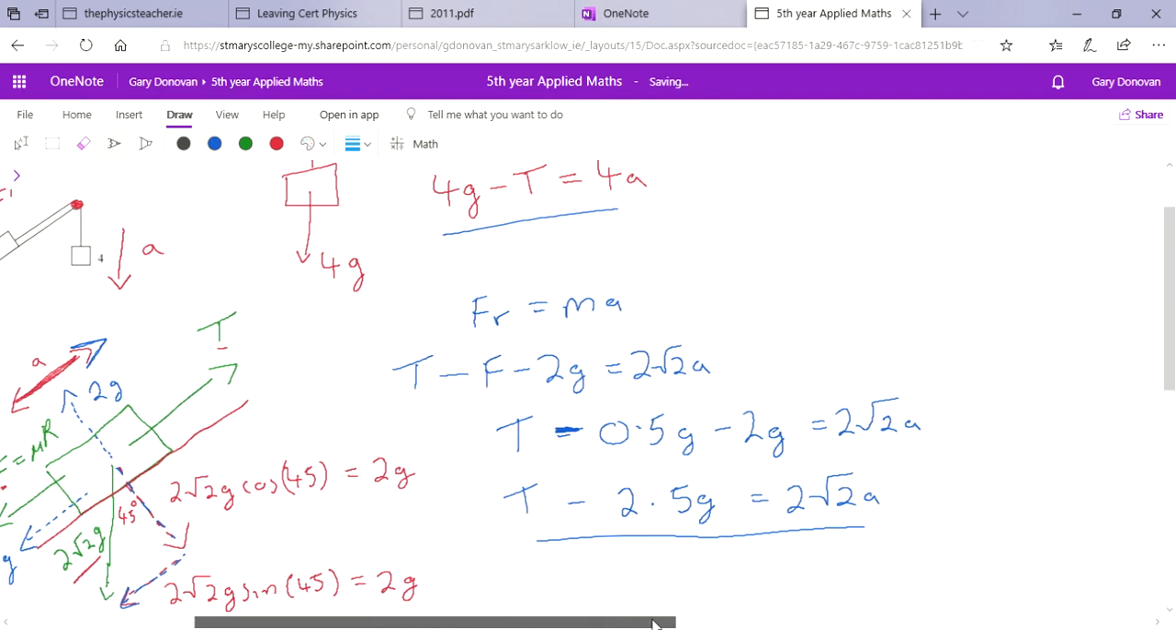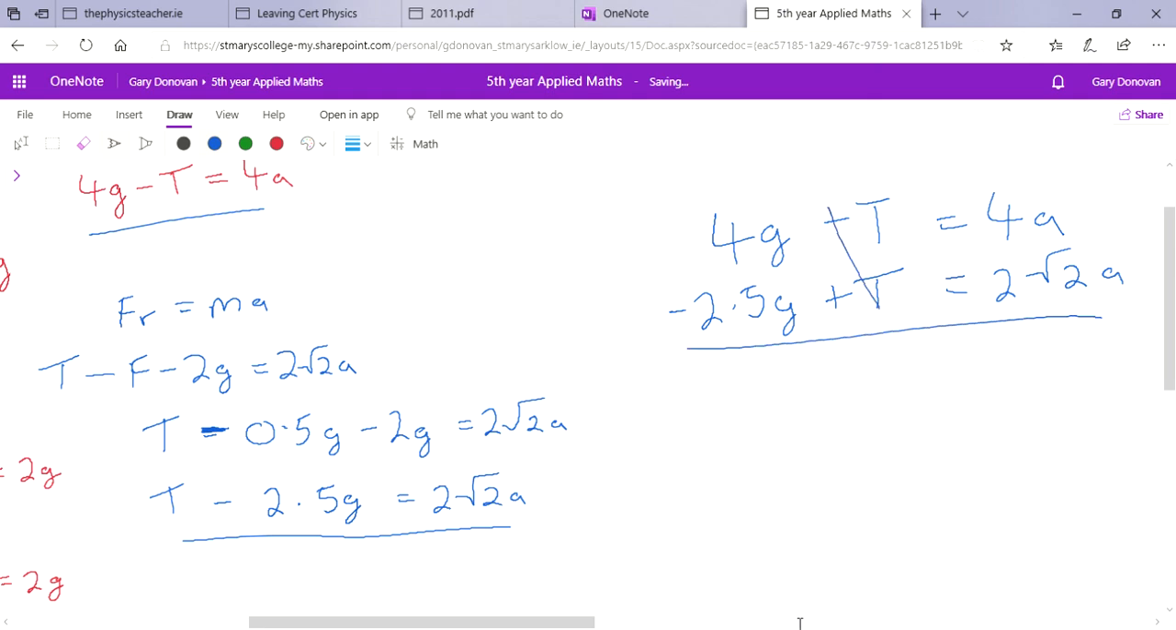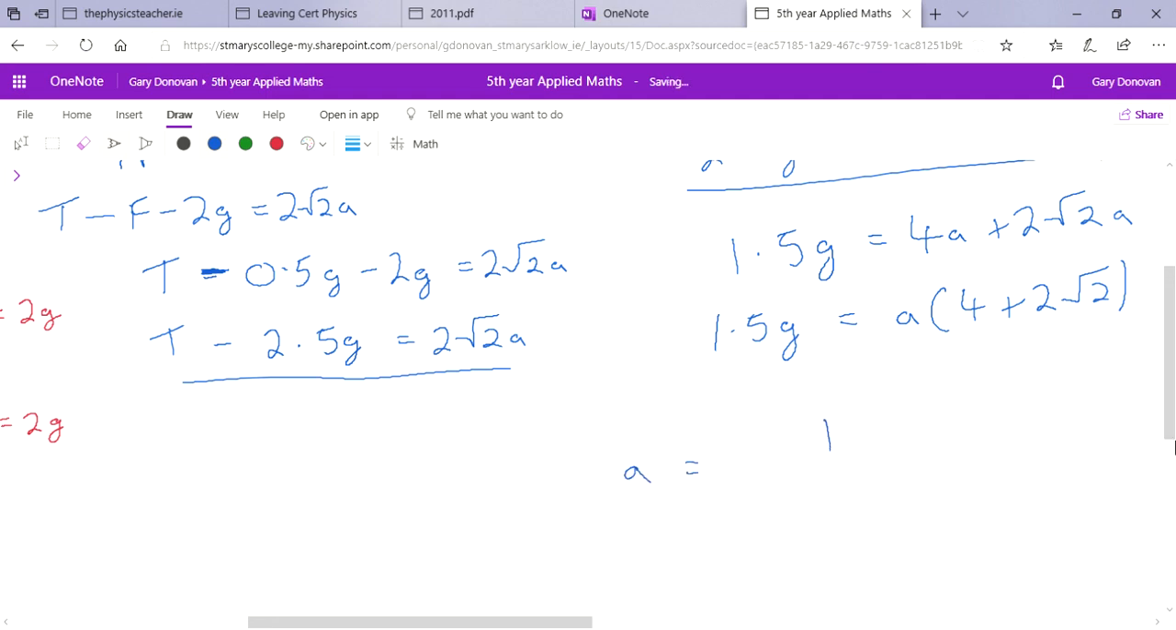So now we'll get those two equations and solve them simultaneously. We have 4g minus t equals 4a was equation 1. Equation 2 then is minus 2.5g plus t, putting the g's under the g's and the t's under the t's, equals 2 root 2 a. The t's cancel, and we have 1.5g equals 4a plus 2 root 2 a. Now we want to get a, so we'll factorize the right hand side, and we get a times 4 plus 2 root 2. Then finally we just divide across to figure out what a is. a is equal to 1.5g divided by 4 plus 2 root 2. Type that into your calculator and you get an answer of 2.15 meters per second squared. And that's your answer.